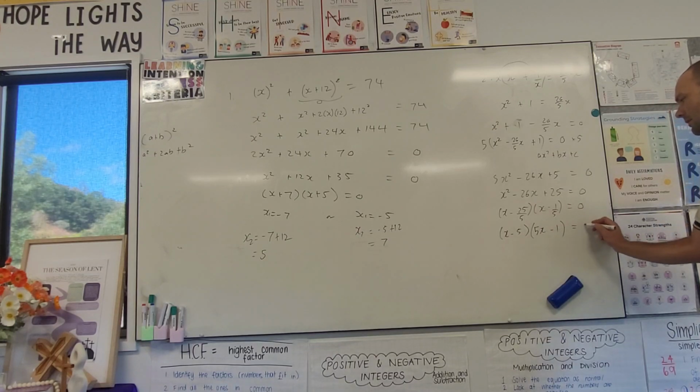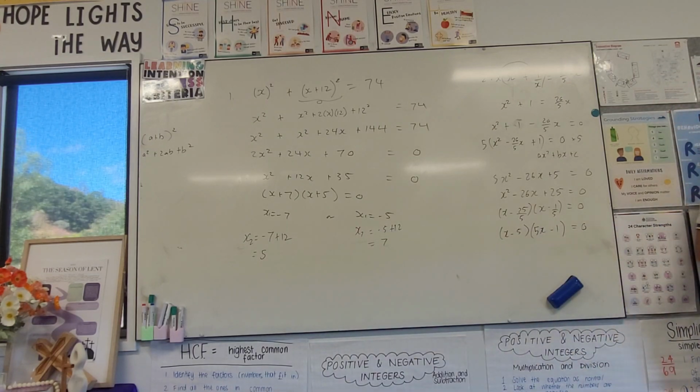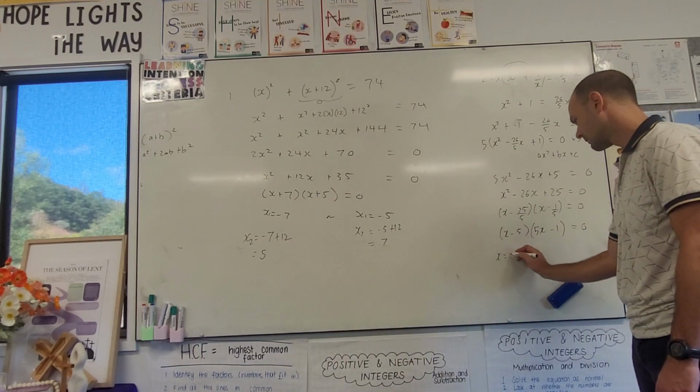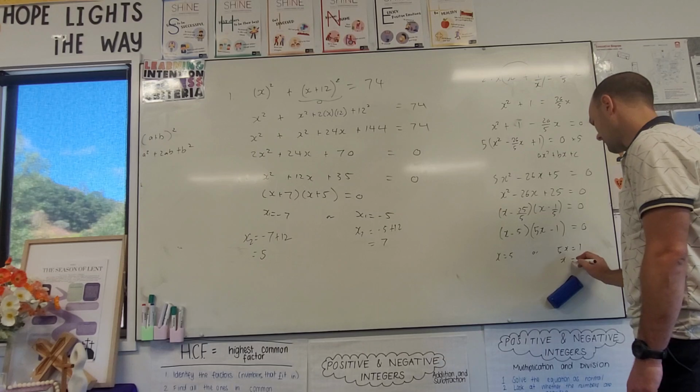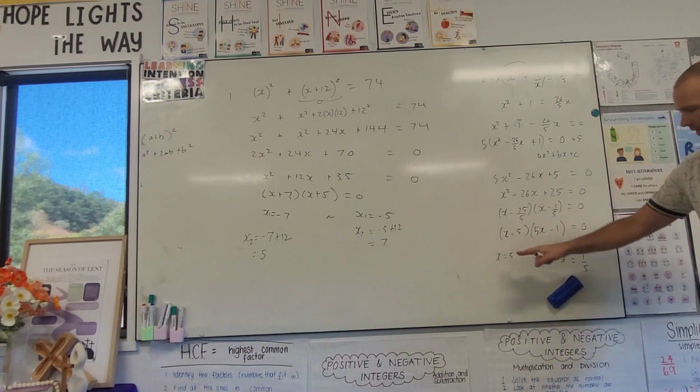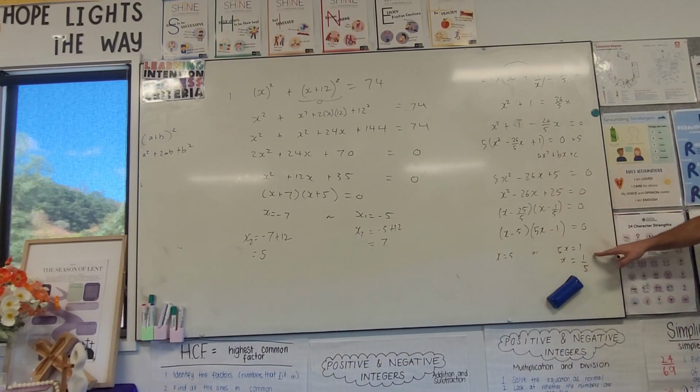5x take 1, and then we apply the null factor law. We get x is 5, or 5x is 1, x is 1 on 5. And so these are the numbers, right? The number and its reciprocal. If the number is 5, the reciprocal of 5 is 1 on top of 5. Really good.